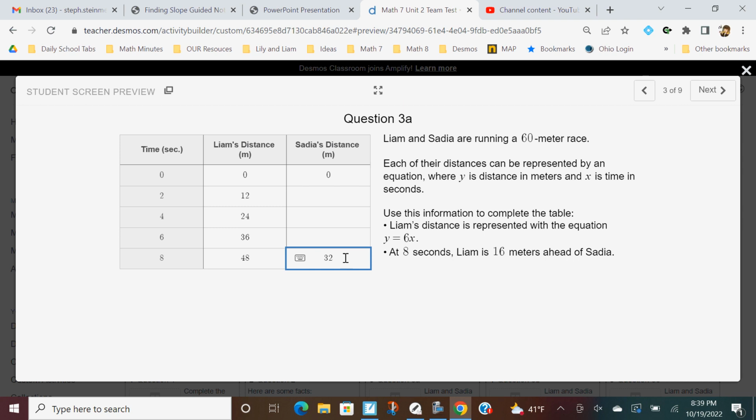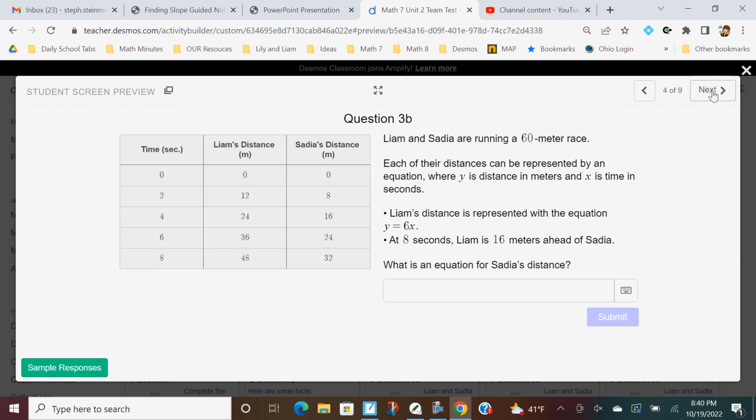So then I can use that value to figure out what her pace is. So 32 divided by 8 is 4. So she's going at a speed of 4 meters per second. So 2 times 4 is going to give me 8. 4 times 4 is 16. And 6 times 4 is 24.